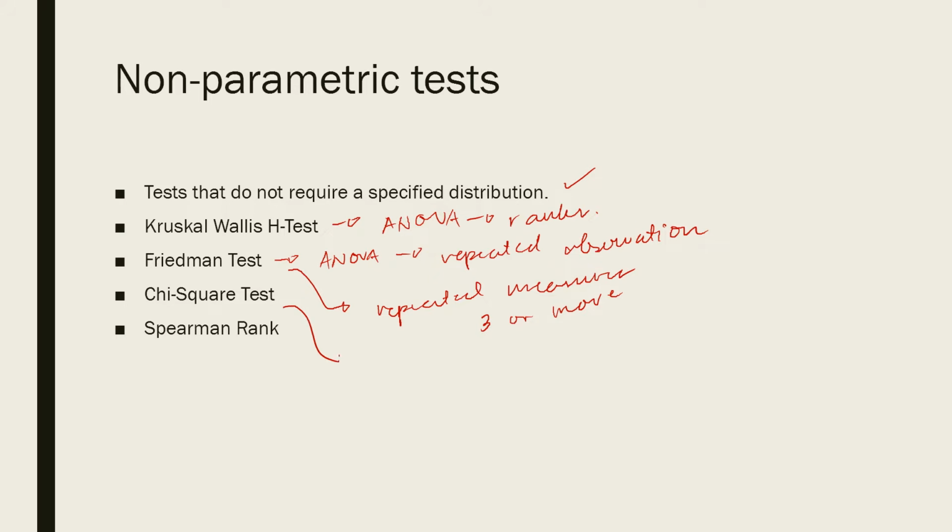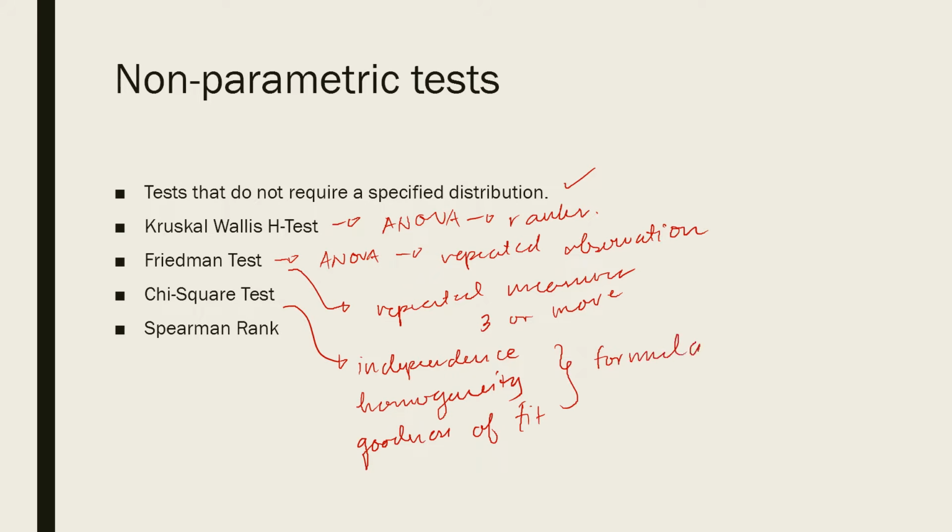Then you have your chi-square test. Your chi-square test has many functions. It could function as a test of independence. It could also function as a test of homogeneity. And it could also function as a test of goodness of fit. So it has a lot of functions, but thankfully these functions are only applicable based on the dataset and the hypothesis that we're testing. And despite having many different functions, it only has one formula. So it's quite easy to remember.